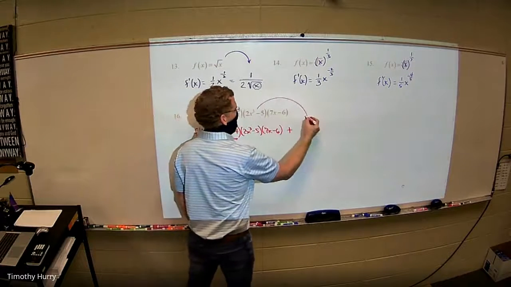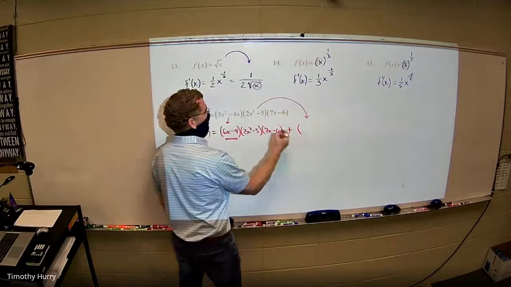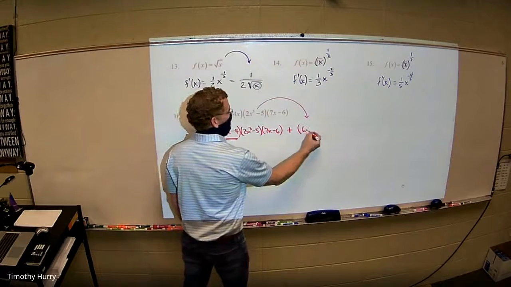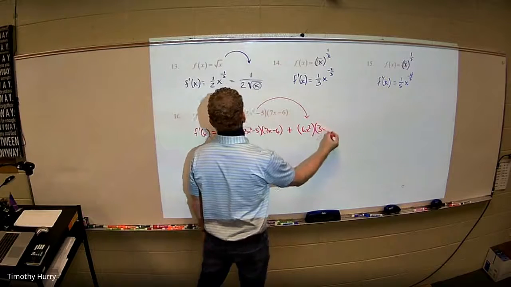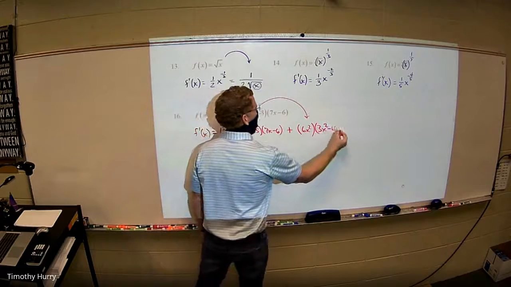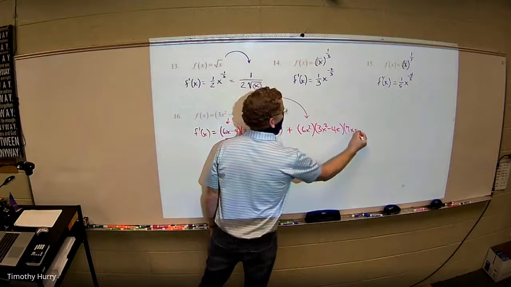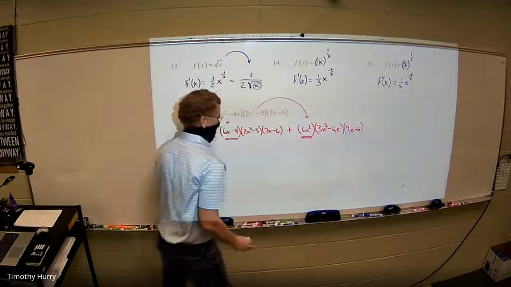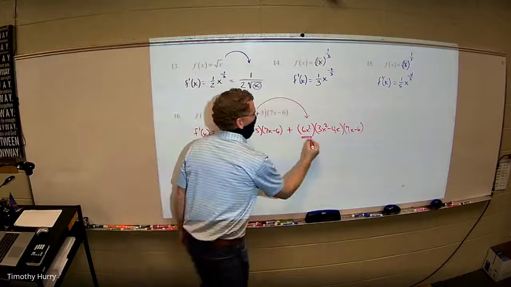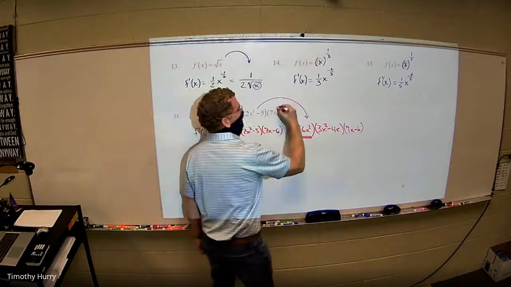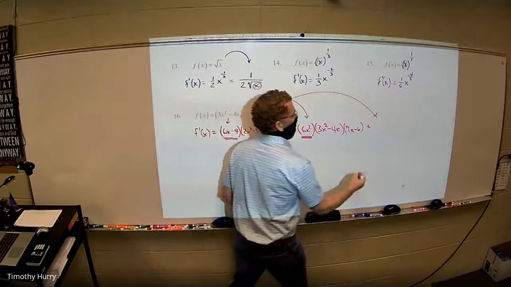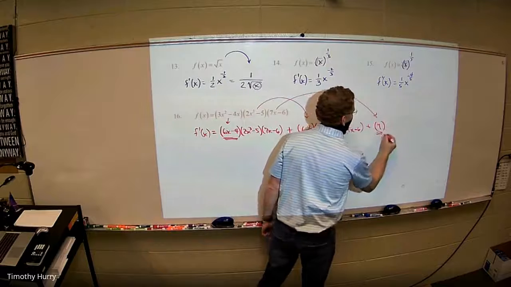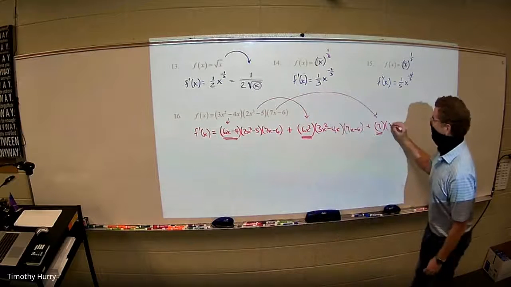Take the derivative of the second one, which would be 6x squared. Copy the first and the third. So derivative of the first, derivative of the second, and the other ones. And then finally, derivative of the last one, which would just be 7. And copy the first and the second.